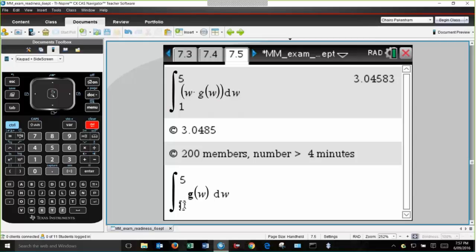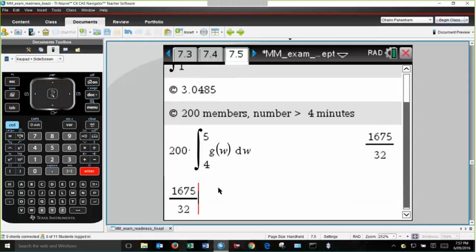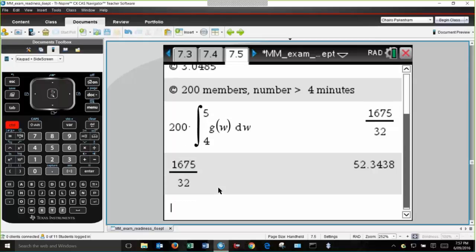That gives me the proportion. If I multiply that by 200, it gives me the numbers. Of course, that's not terribly useful. However, if I do Control Enter, I can see that it's 52 people.